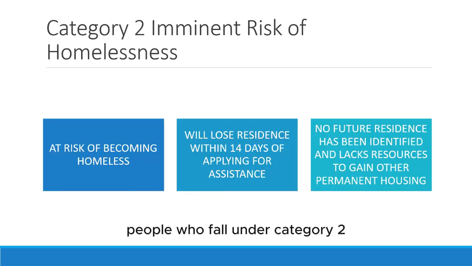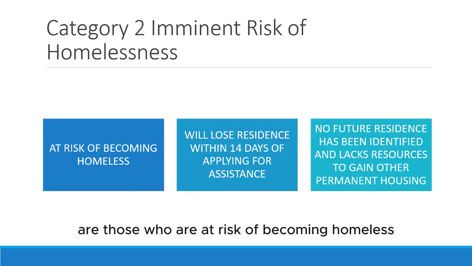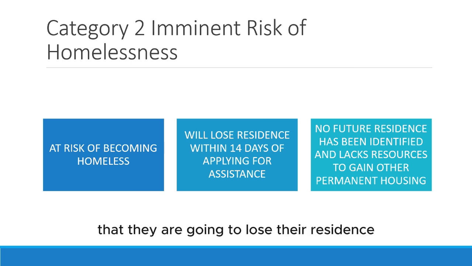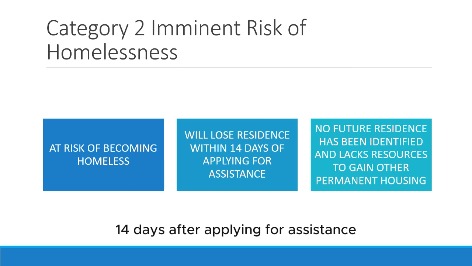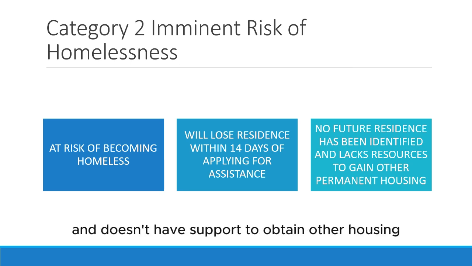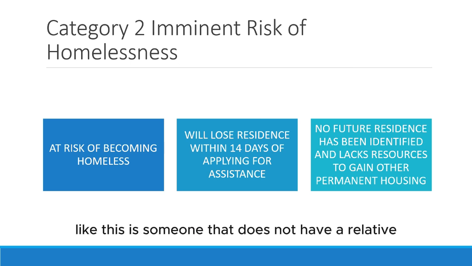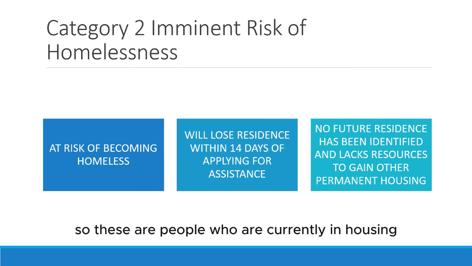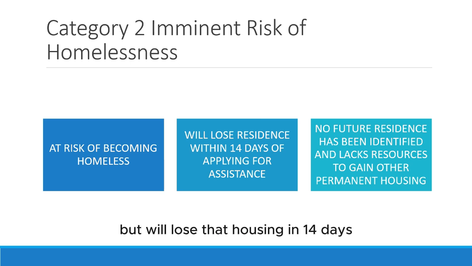People who fall under Category 2 are those who are at risk of becoming homeless. So if someone knows that they are going to lose their residence 14 days after applying for assistance, they would fall into this category. And additionally, the client doesn't have another place to live after those 14 days and doesn't have support to obtain other housing. Like this is someone that does not have a relative they can stay with long-term or a friend. So these are people who are currently in housing, but will lose that housing in 14 days and most likely enter into homelessness.